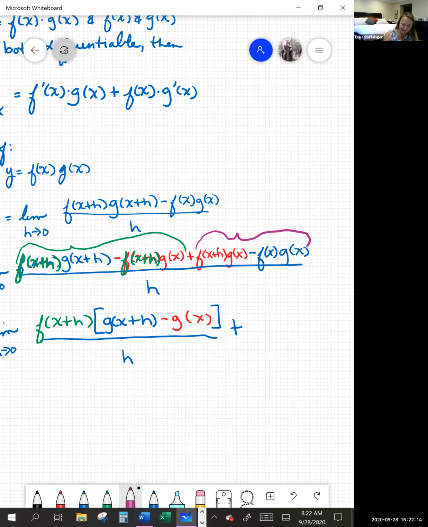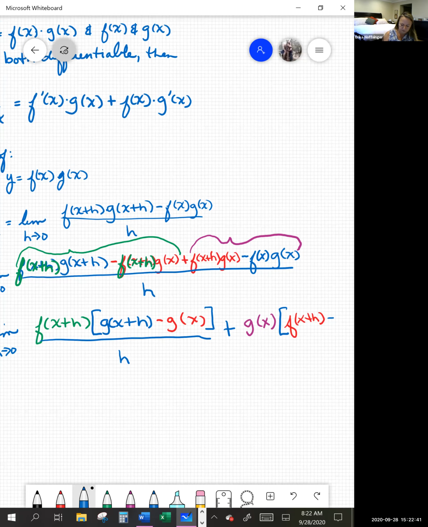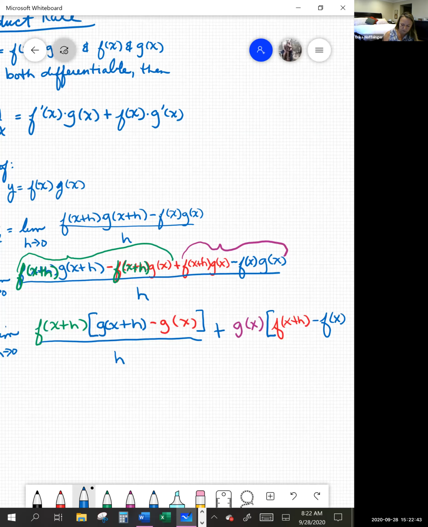And I'm pulling out g of x from both of those terms. If I pull out g of x from f of x plus h times g of x, you're just left with that f of x plus h term. And then I have this minus. Well, if we pull out g of x from f of x times g of x, you're just left with that f of x term. Close off that bracket. And we have to put that all over h.